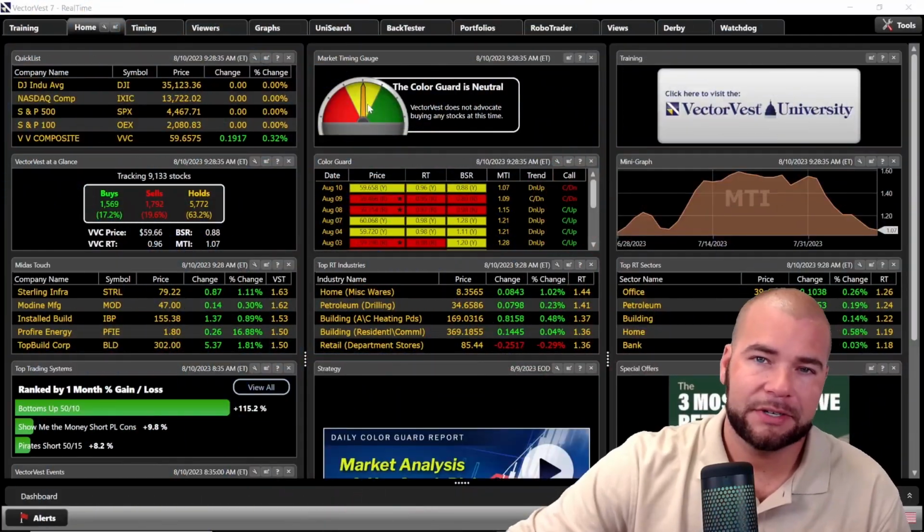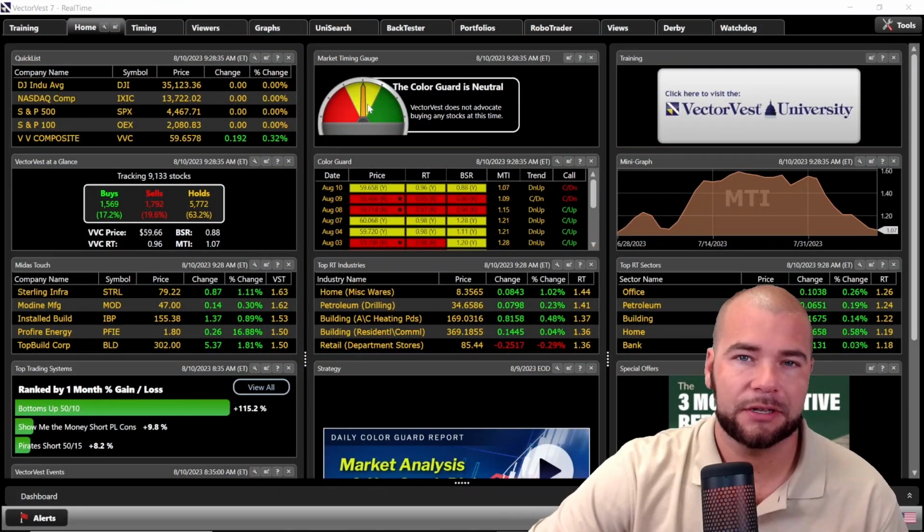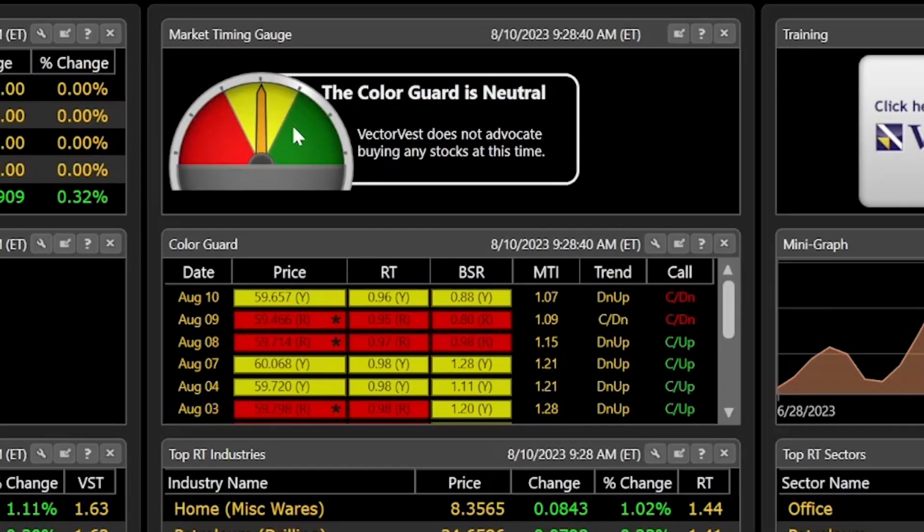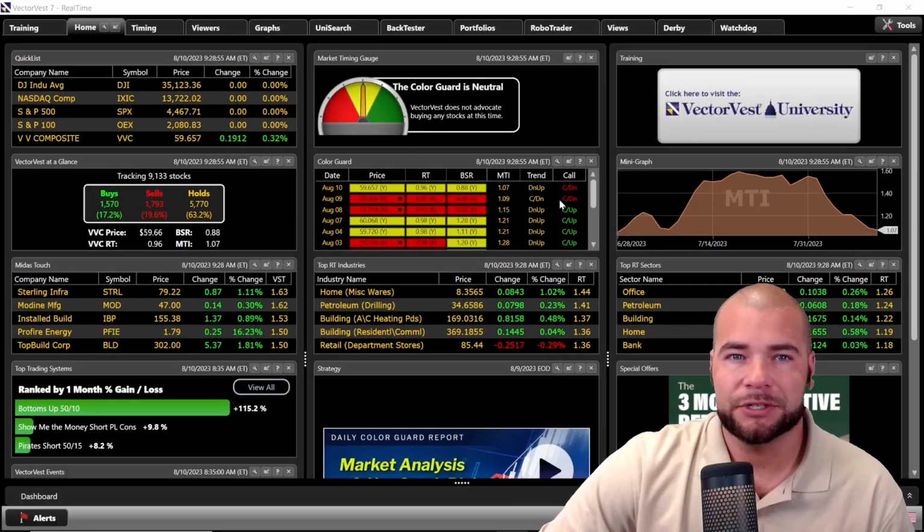Now, before we dive into some Contra ETFs, I did just want to take a moment and go over some market timing very briefly. Right now, the market timing gauge is neutral. However, VectorVest does not advocate buying any stocks at this time. Now, as of yesterday, our confirmed down signal was given, giving us a preliminary sustainable downtrend over the last 2 weeks. Now, let's jump into the market timing graph.